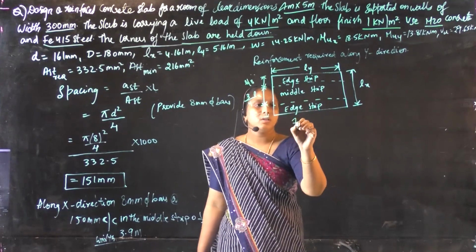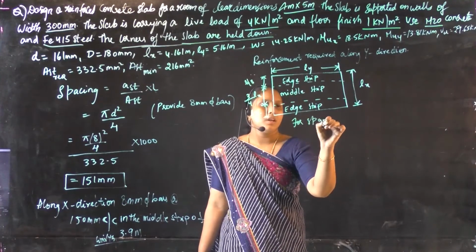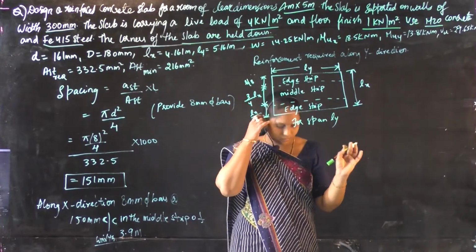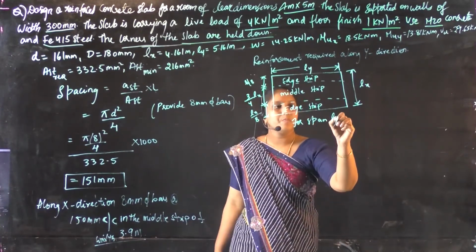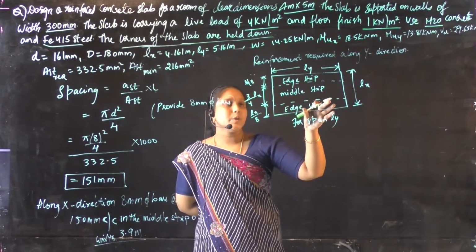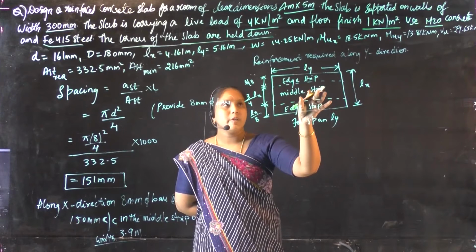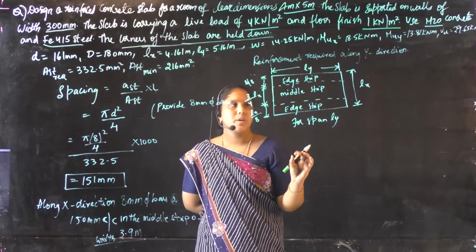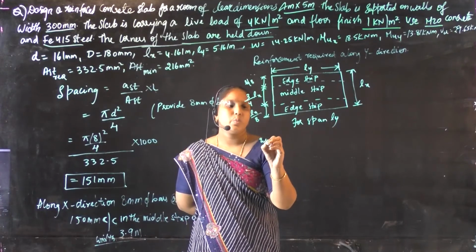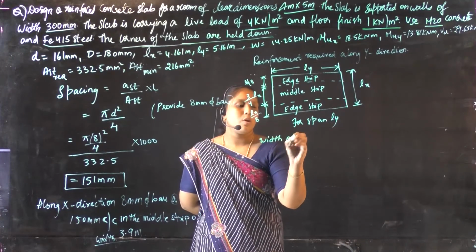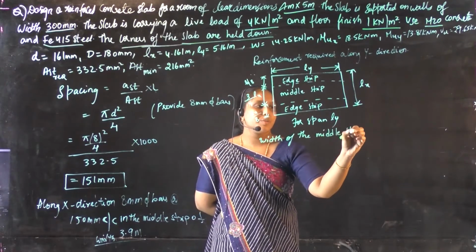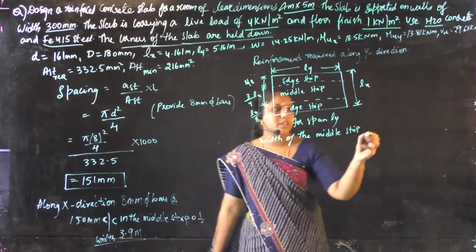So this is for what? This is for span Ly. The previous one is for span Lx. So now what we have to calculate? We have to calculate the reinforcement required for this middle strip only. So in the similar way, now we'll calculate the width of the middle strip.